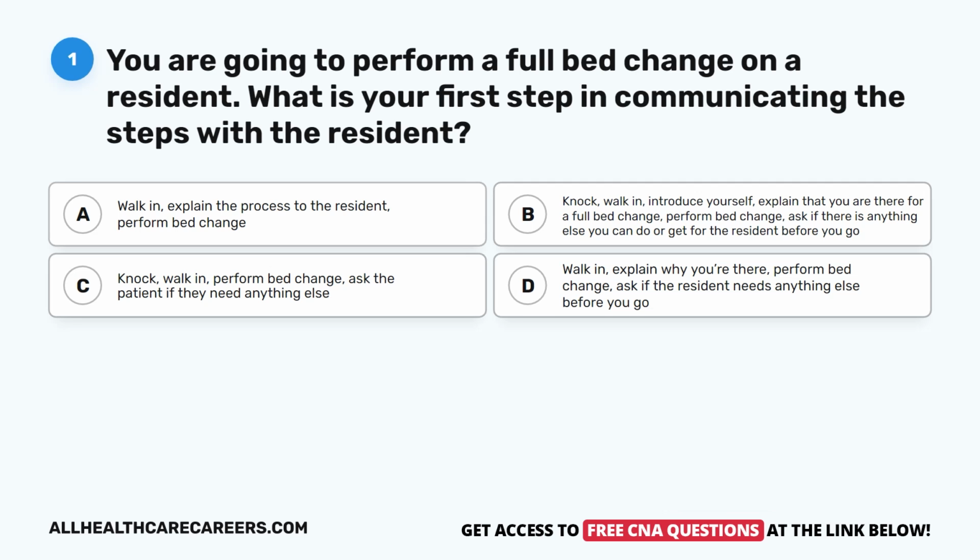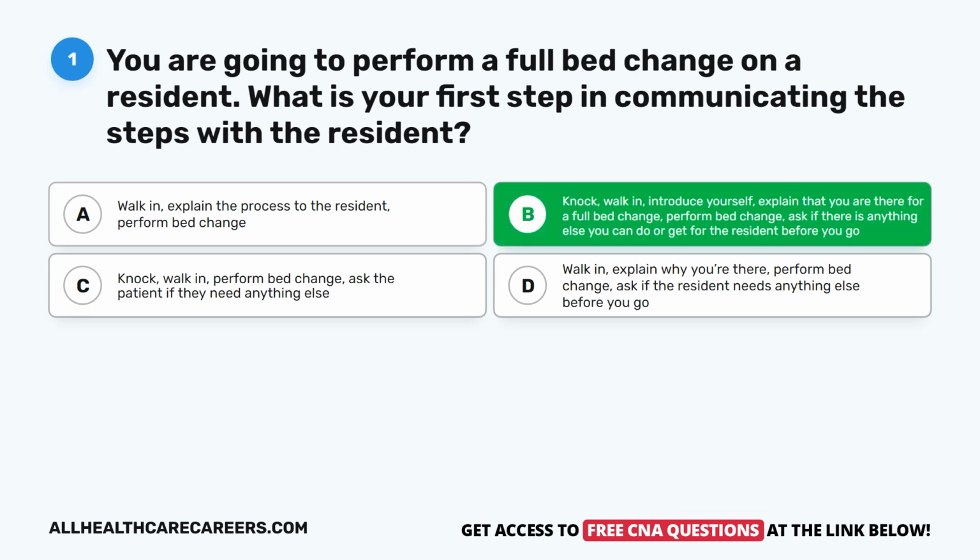B. Knock, walk in, introduce yourself, explain that you are there for a full bed change, perform bed change, ask if there is anything else you can do or get for the resident before you go. C. Knock, walk in, perform bed change, ask the patient if they need anything else. D. Walk in, explain why you're there, perform bed change, ask if the resident needs anything else before you go.